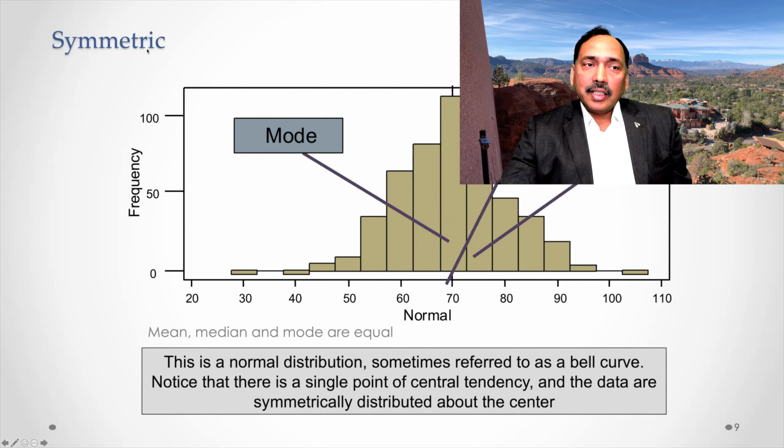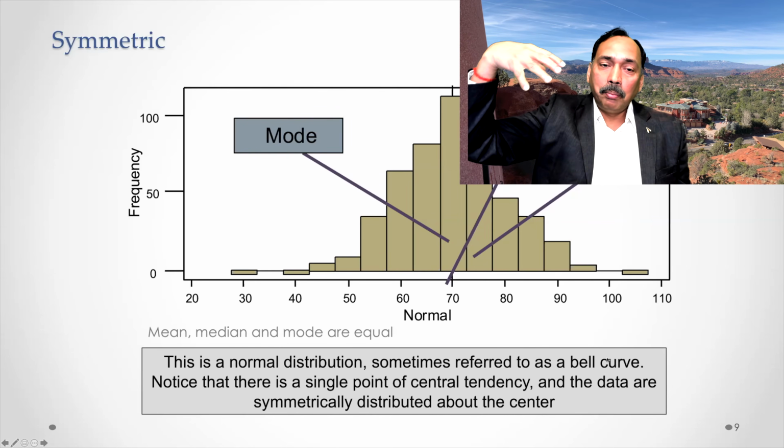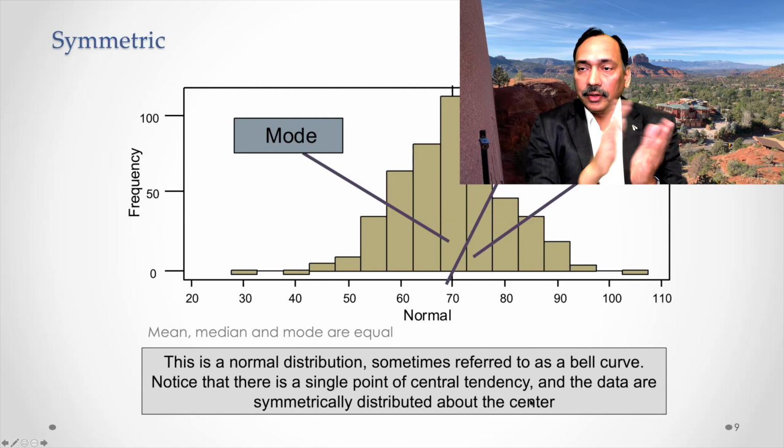A symmetric pattern also has another name. We call it normal distribution. Sometimes people call it a bell-shaped curve because it looks like an inverted bell. So there is a single point of central tendency and the data are symmetrically distributed about the center.